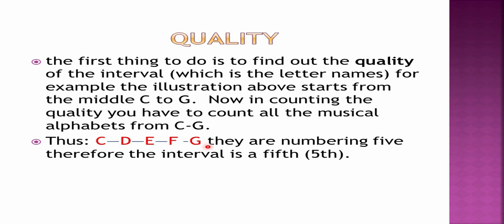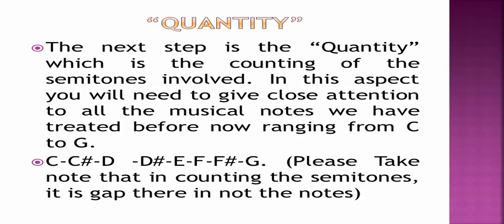And when you count how many letter names are involved there, we say 1, 2, 3, 4, 5. They are 5 in number. Therefore, the interval is a fifth. Though we don't know which type of fifth, yes, we know that the interval is a fifth. That's the one. So let's go to the second one.